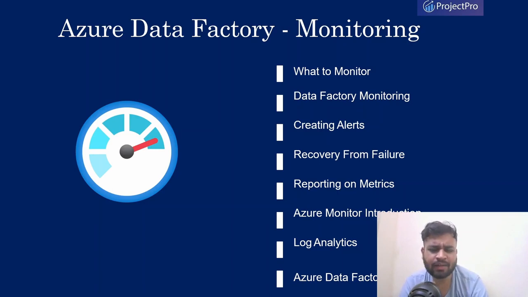In the Data Factory monitoring, we will see how you can create alerts as well as rerun your failed pipelines and see the status of your already executed pipelines as well as the triggered runs. We can also see how we can recover from the failure and report on the metrics. And Azure Monitor is a broader tool that can monitor all the Azure resources in your resource group, and we can see Log Analytics and the Data Factory analytics using Azure Monitor.